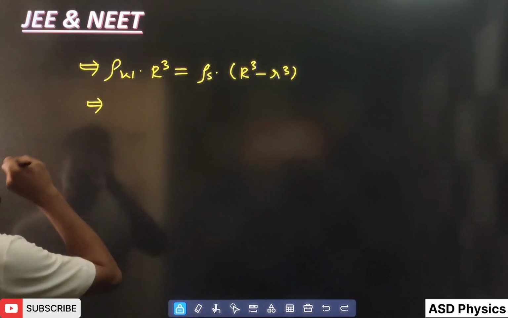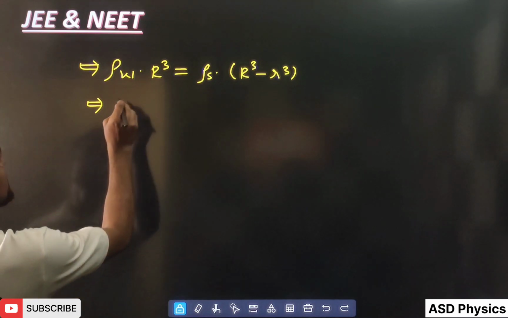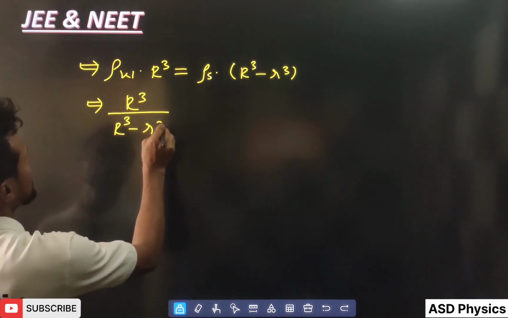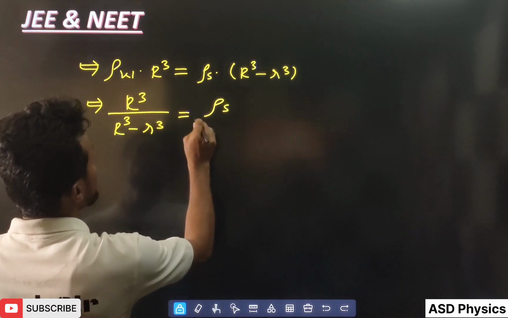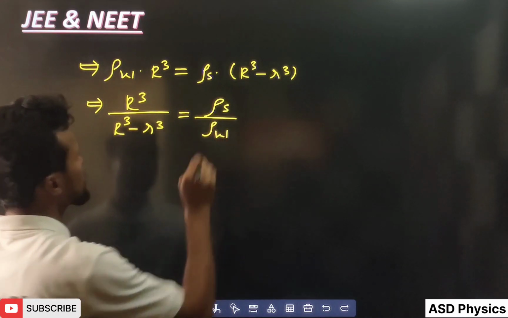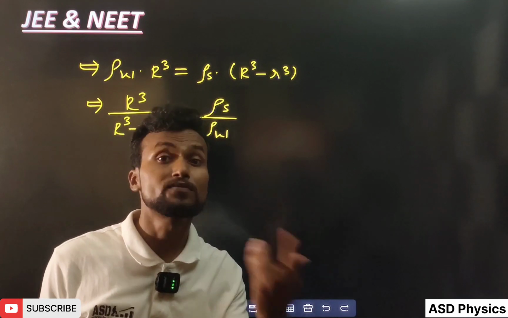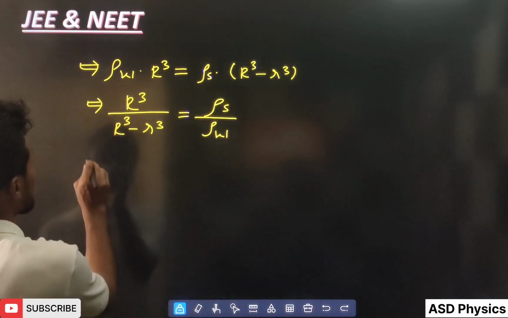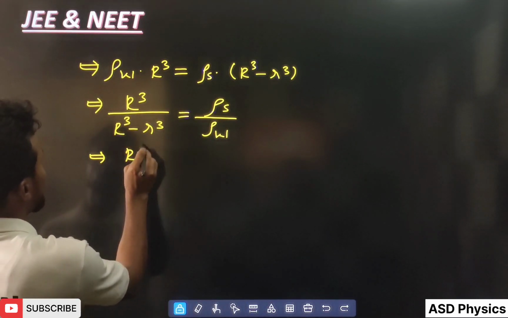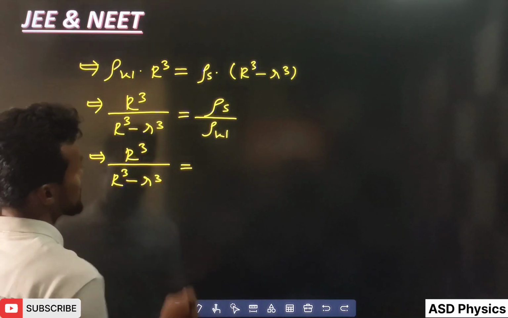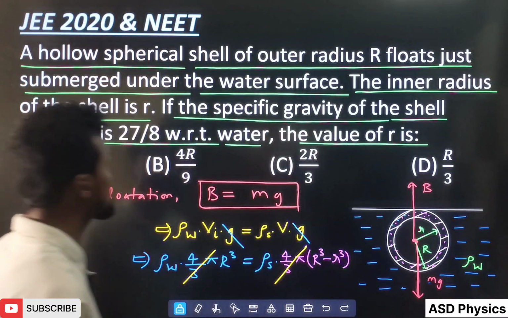Now, students, if I divide by R³, the simplification gives ρs by ρw. Density of the substance by density of water is called the relative density, or specific gravity, of the substance. So here, r³ by (R³ − r³) is given by ρs by ρw, which means relative density.